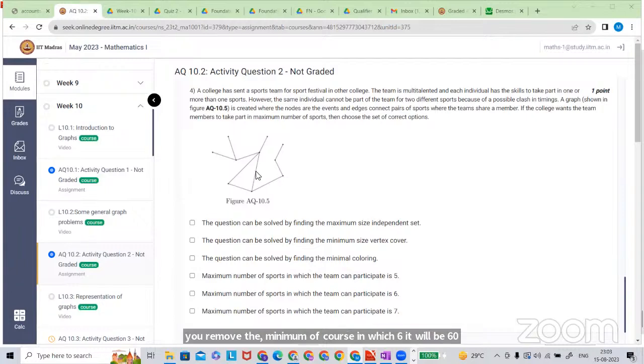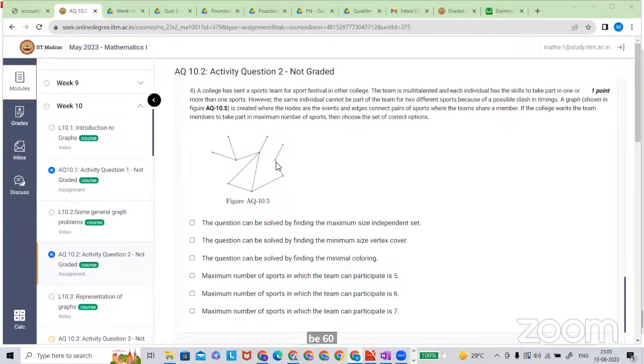For that, we have to find the maximum number of independent sets in this graph, because it is the maximum number between two events. So this is one event, and this is one event, and this line says there is a sharing of a person, but because of time clashing, we cannot perform. A person cannot perform in the same sport when there is a time clash.